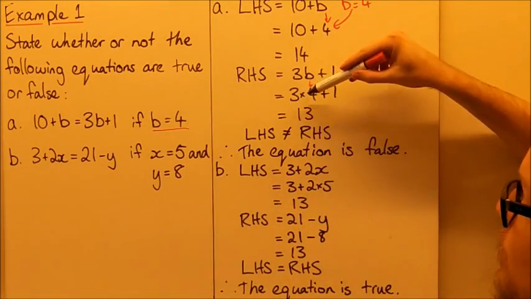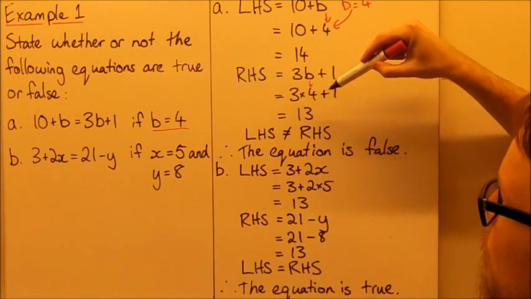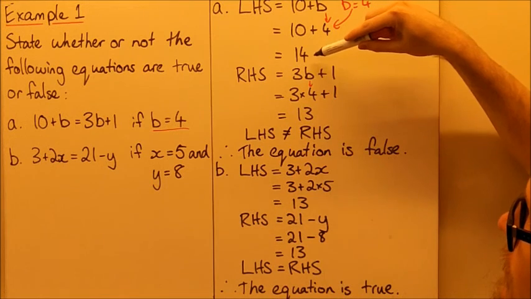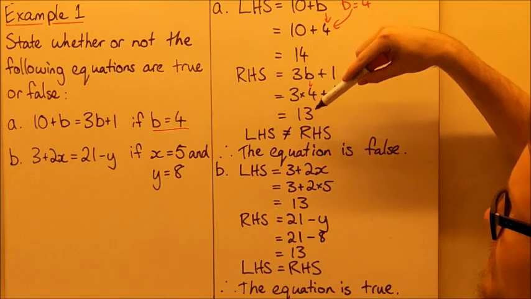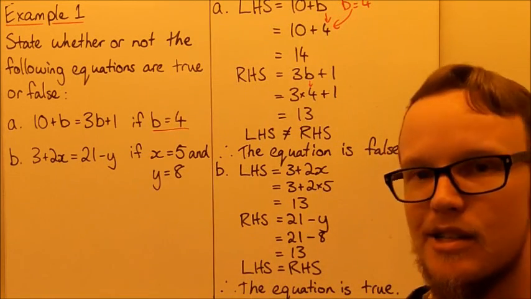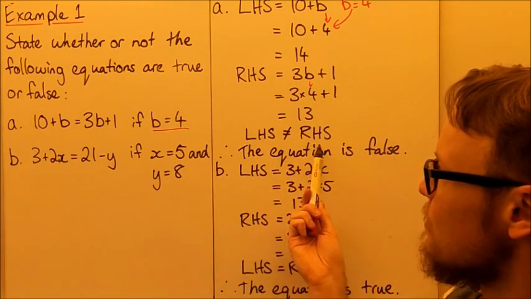So that's 3 times 4 plus 1. 3 times 4 is 12. 12 plus 1 is 13. Now the left-hand side is not equal to the right-hand side. They're different values. Left-hand side was 14, our right-hand side is 13. So the left-hand side is not equal to the right-hand side.